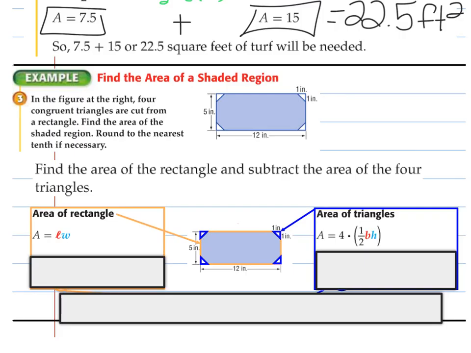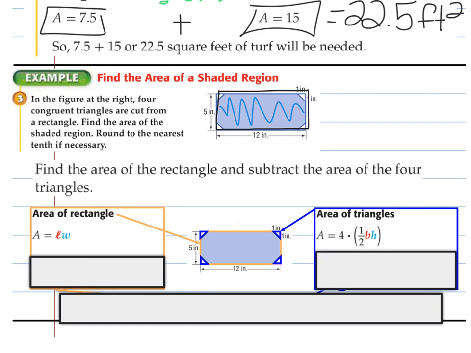So now we are going to use our knowledge of finding the area of composite figures to find the area of just a shaded region. So in the figure at the right, 4 congruent triangles, or equal or the same triangles, are cut from a rectangle. Find the area of the shaded region, round to the nearest tenth if necessary. So what we are going to do in order to find just all this blue space is we are going to find the area of the full rectangle, and we're going to subtract the area of those 4 triangles away from it.